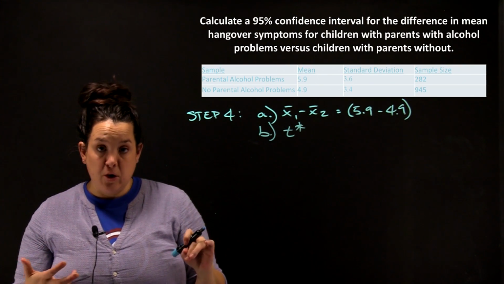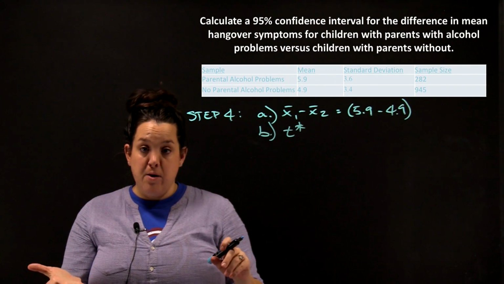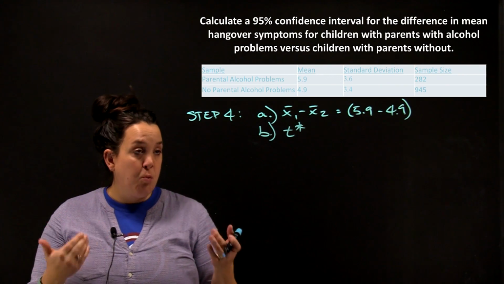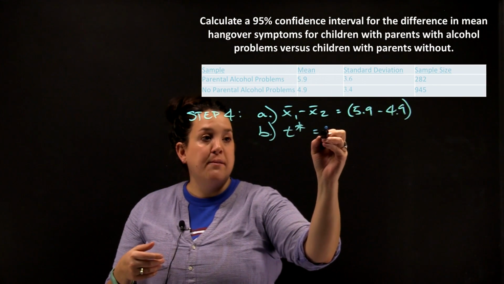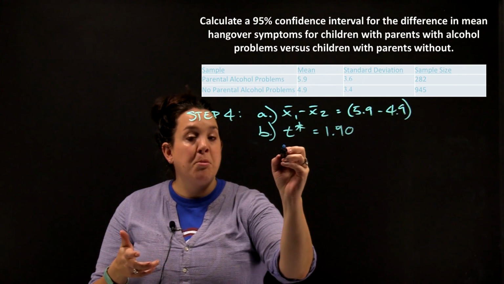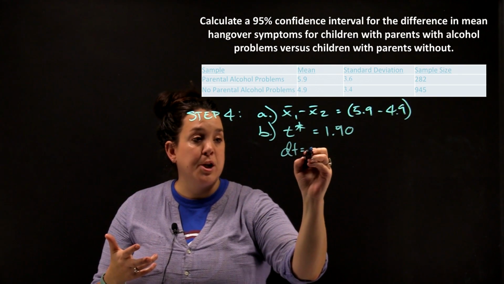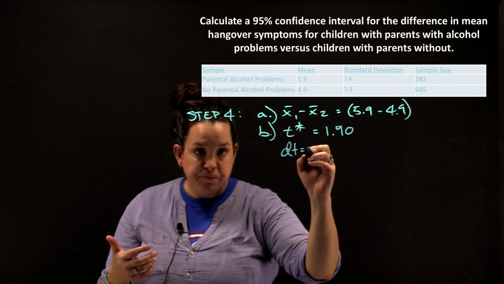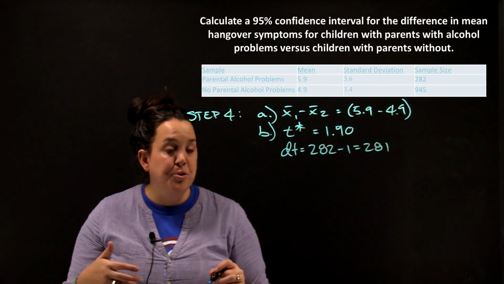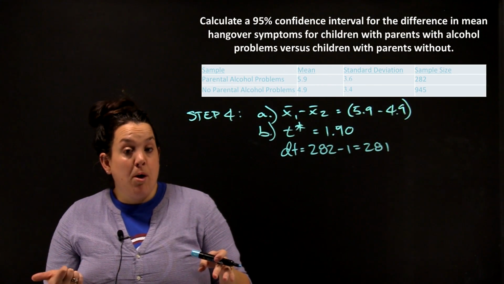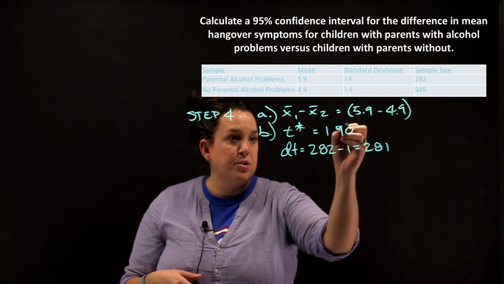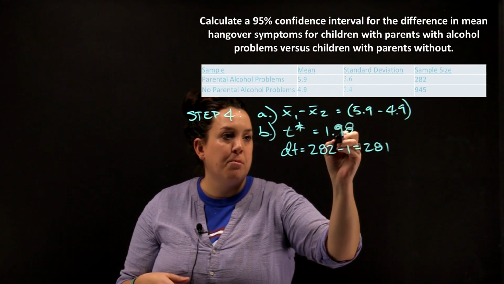So using that T-star multiplier table, we have 95% as our confidence level, and then we're going to use the 100 degrees of freedom because we'll have to round down, and we're still using that conservative degree of freedom calculation. Remember that conservative degree of freedom calculation is the smaller n minus 1. So our smaller n is 282 minus 1. Technically we have 281 degrees of freedom, but those T-star tables don't go up to that, so we'll be using the 100 degrees of freedom row. Oops. So that actually is a 1.98 T-star multiplier.